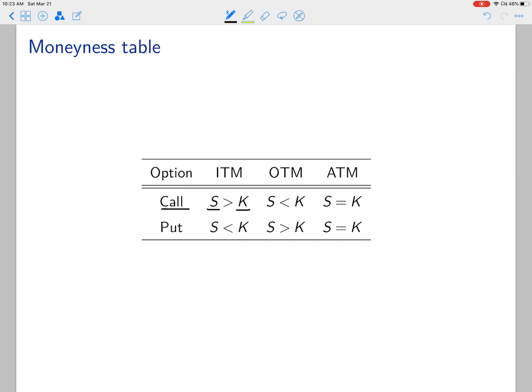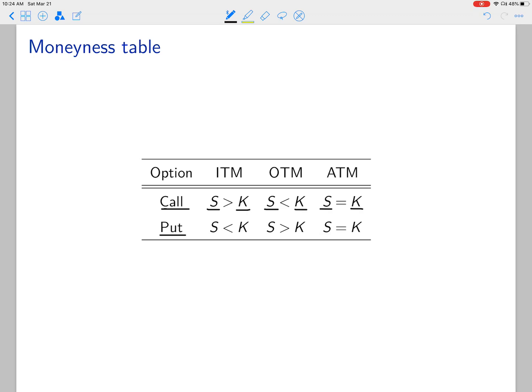The call option is out of the money if the intrinsic value is zero. This occurs when the current stock price S is below the strike price K. Finally, the call option is at the money if the intrinsic value is both zero and the strike is equal to the stock price. This happens when the current stock price, S, is equal to K. For a put, it is the exact opposite.